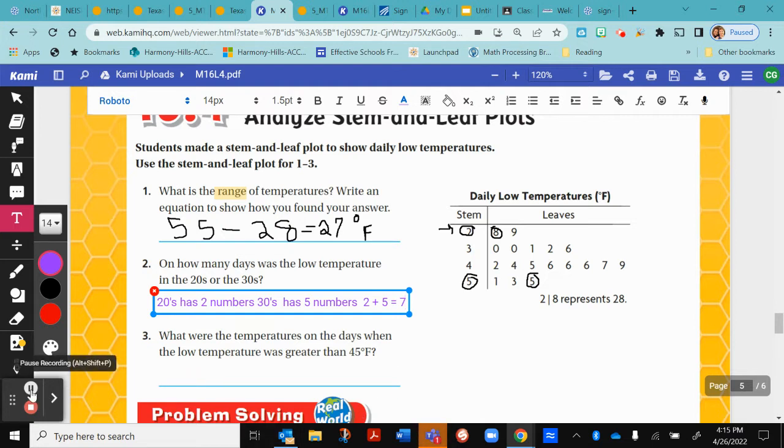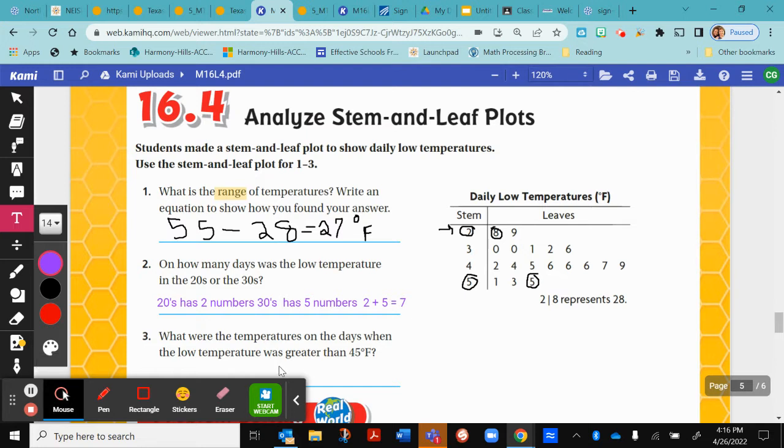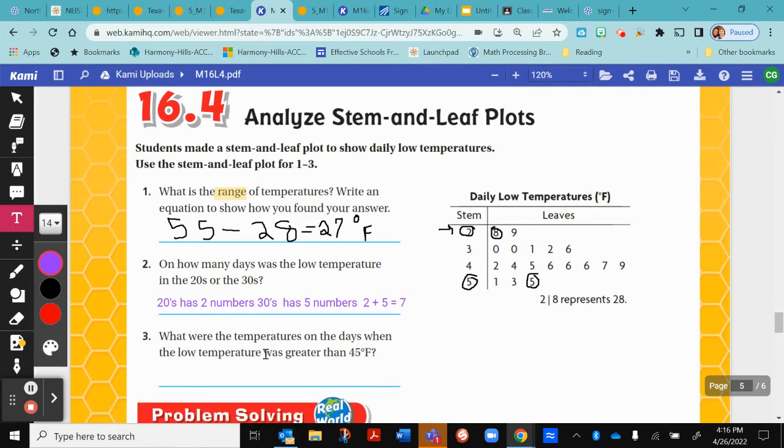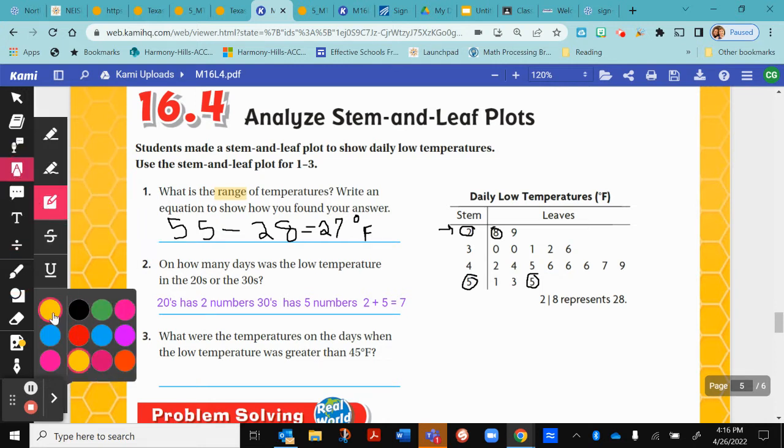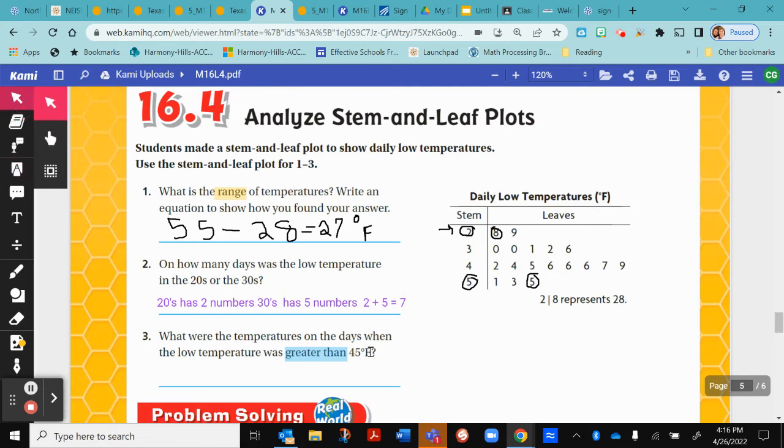The last part, let me go ahead. Okay, so what were the temperatures on the days when the low temperature was greater than 45? That key word, let me go ahead and highlight that one. I'm going to put it in a darker color. That greater than. That's so important. Guys, when you're on STAR, or anything that you're doing, it doesn't always have to be STAR, but any work that you're doing, see those keywords greater than, that's important. It's telling you a lot of information.